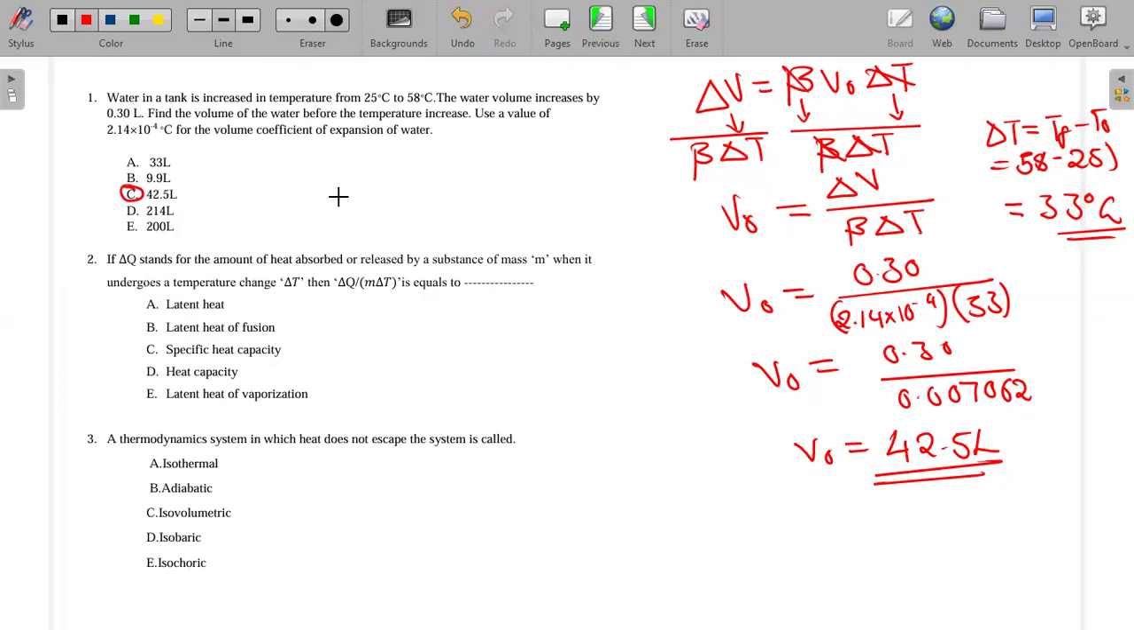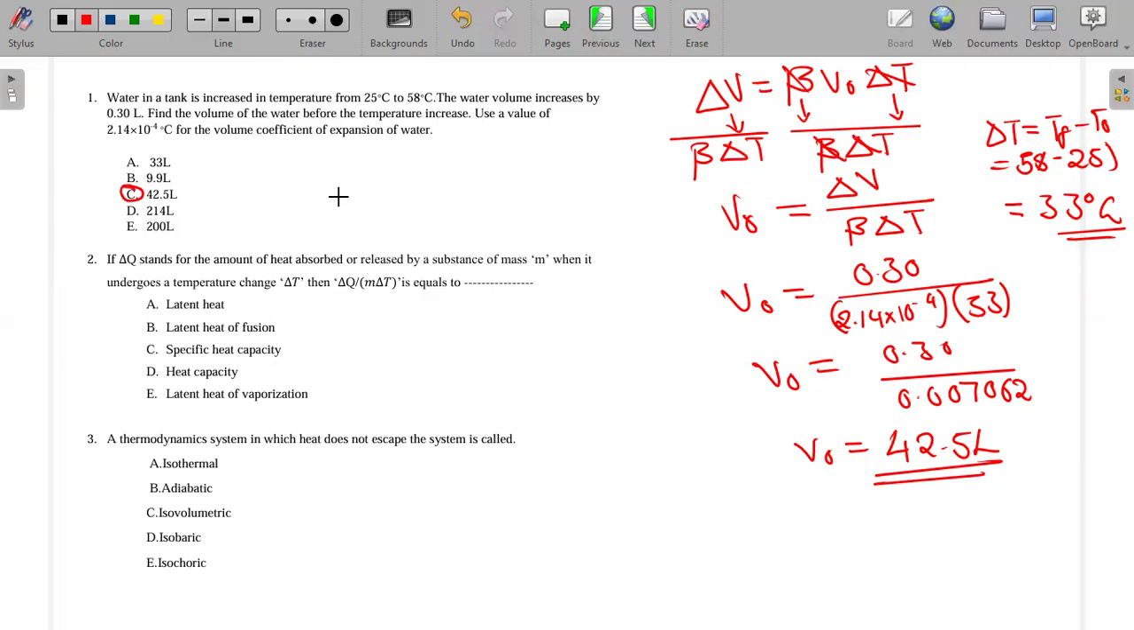Question 2 says: if change in Q stands for the amount of heat absorbed or released by a substance of mass m when it undergoes a temperature change delta T, then change in Q over mass multiplied by delta T is equal to dash.